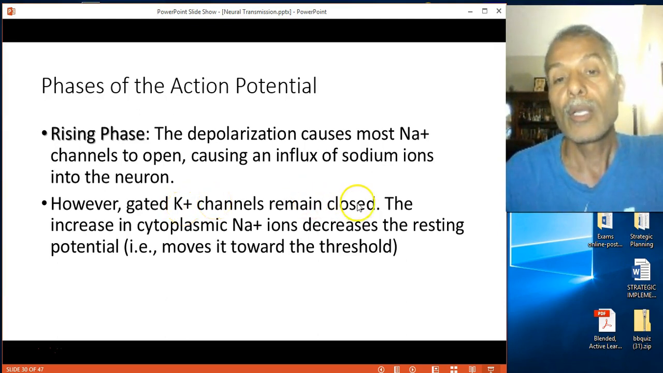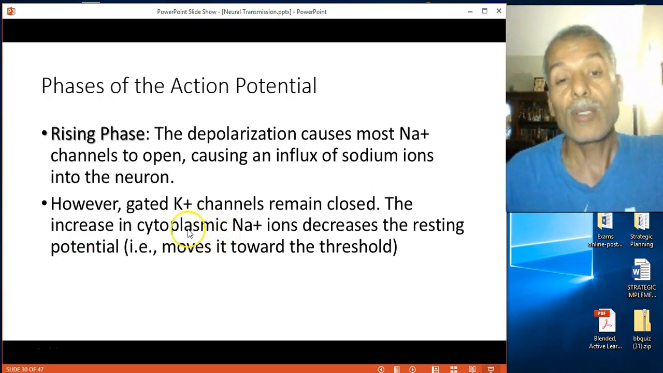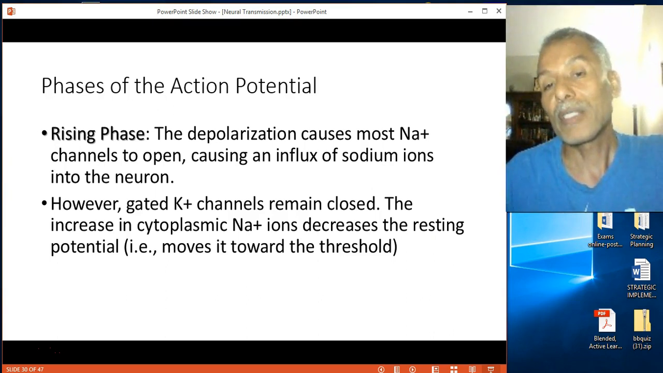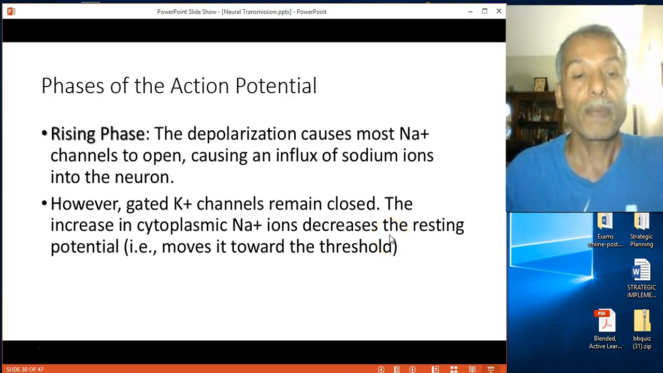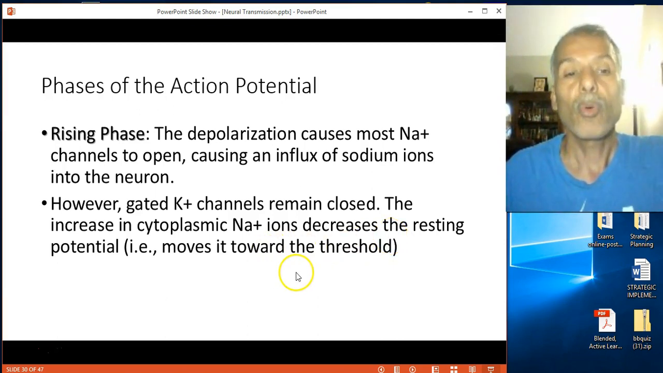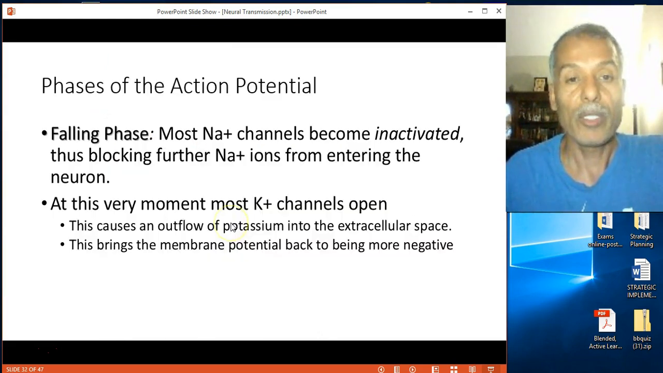They remain closed to prevent them from leaking out to the other side. So the increase in cytoplasmic, or the inside of the cell, the calcium inside, potassium inside, sodium inside of the cell, that's going to decrease the resting potential. That is going to make the resting potential less than -70 or less than -80. It will bring it closer to -55 millivolts. It moves it toward the threshold. So that is, again, depolarization. And here are the steps summarized. You can read them, expand the image and read them.